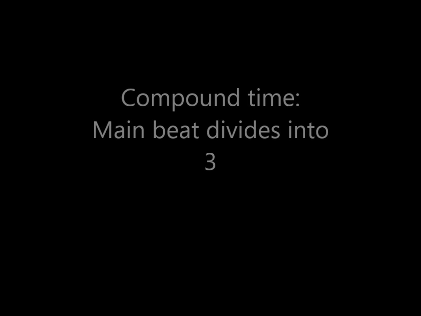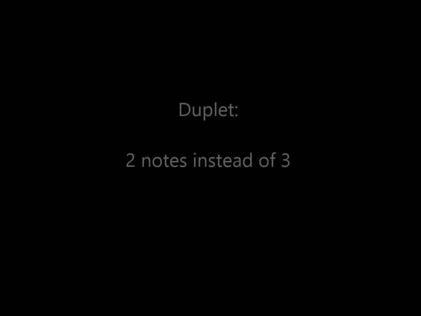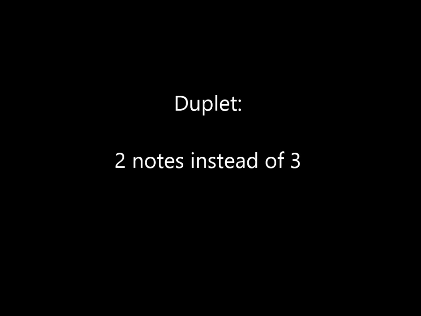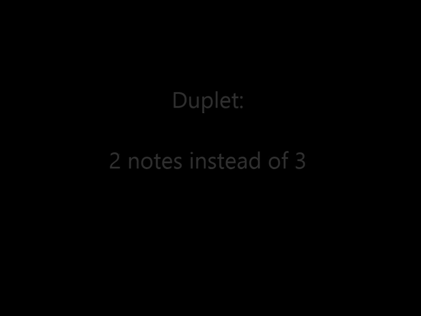In compound time, we have the opposite problem. The main beat is always supposed to divide up into 3, but we can divide it into 2 if we want to by using a duplet. A duplet means that 2 notes are written in the time of 3.